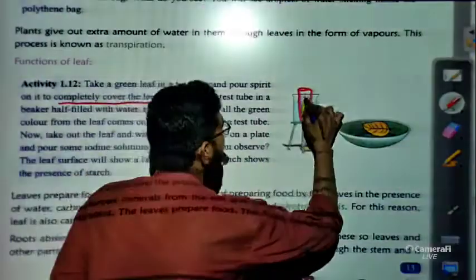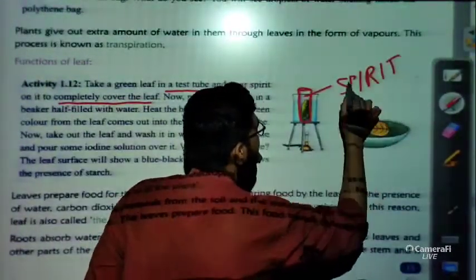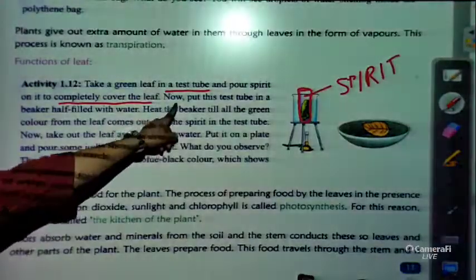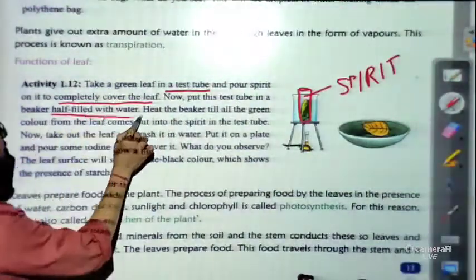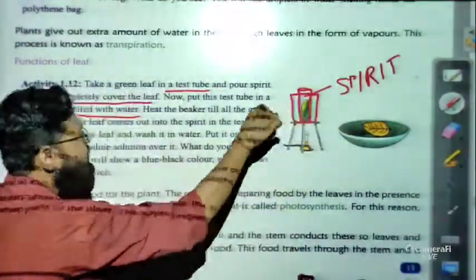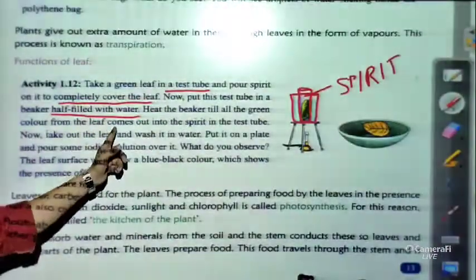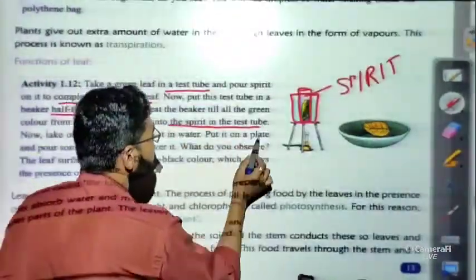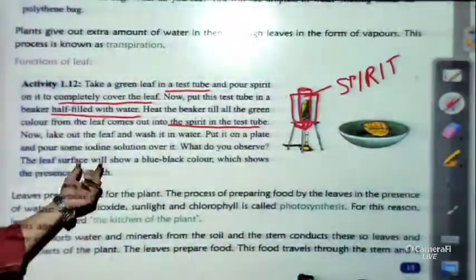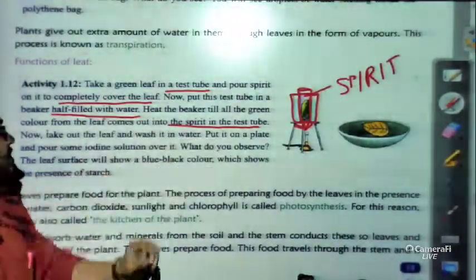This part I am writing, this is spirit. We pour some spirit on it. Now put the test tube in a beaker half filled with water. You can see here, this is our beaker which is half filled with water. We put our test tube in the beaker and heat the beaker till the green color from the leaf comes out in the spirit in the test tube. If we heat the test tube, then what will we see? We will see all the green color comes out in the spirit.